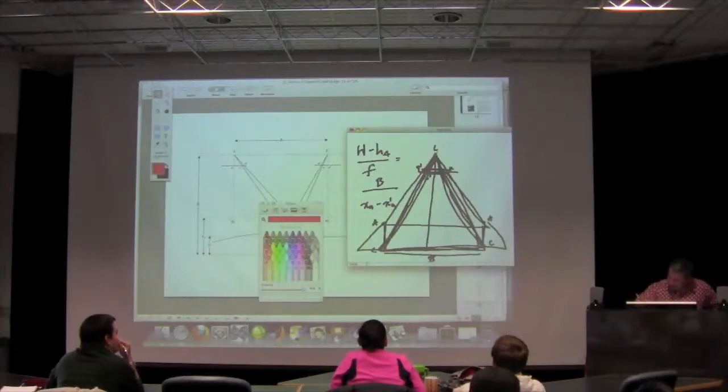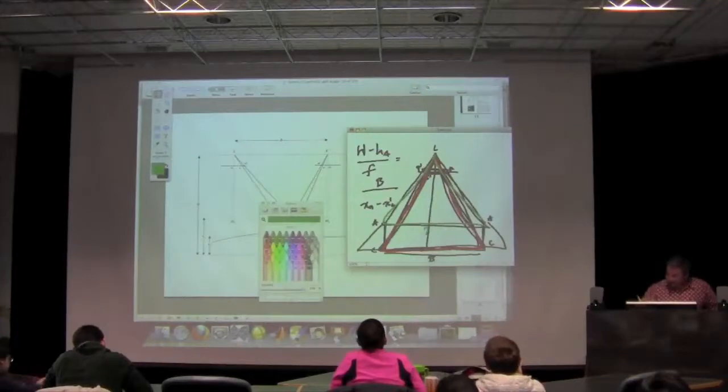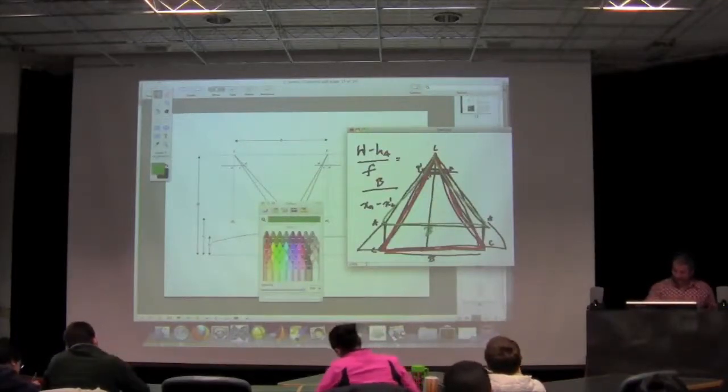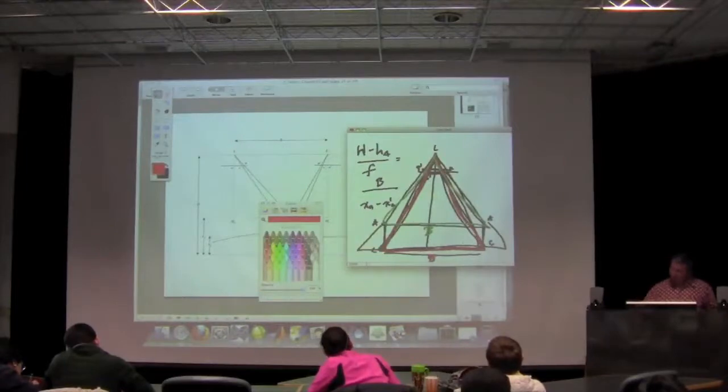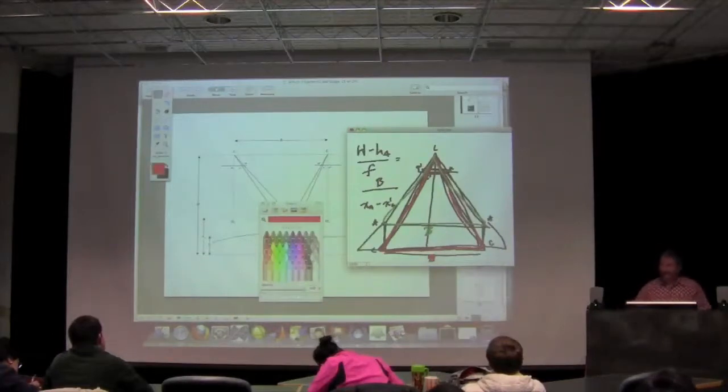All right. So when you're looking C to C, it's the red triangle. When you're looking A to A, it's the green triangle. I see what you're saying. All right. So then B is the same in both cases. Okay. Make sense? Mhm. All right. But it's not true actually.